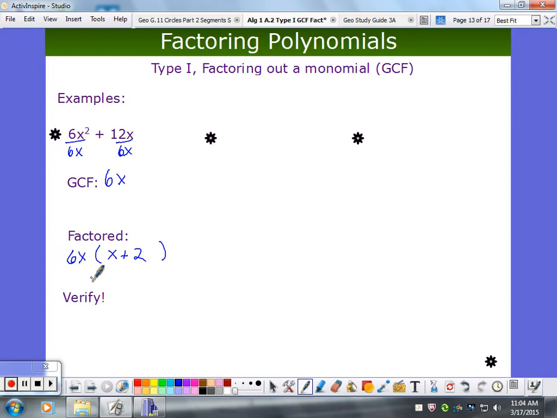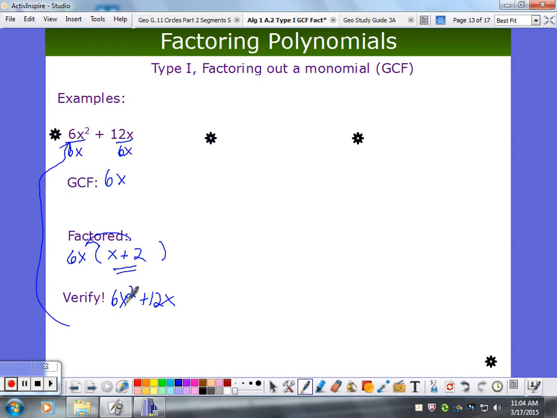Now verify says multiply back. I reverse distributed. Forwards distribute: 6x times x, and 6x times 2, 12x. Did I get what I started with? Yep. And that's good.